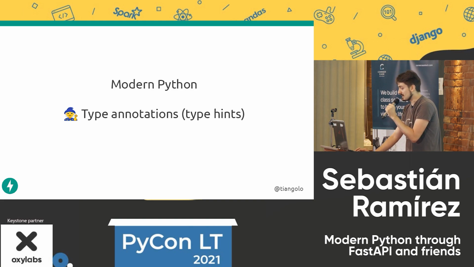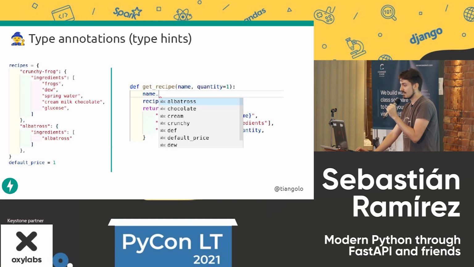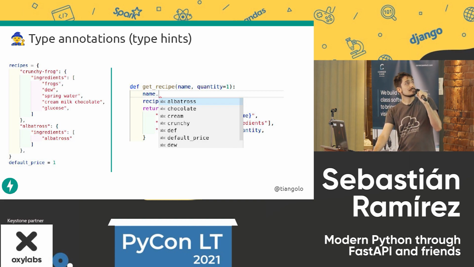Now let's talk about type annotations, and we're going to spend here a bit of time. So why would we want to have type annotations? Let's say that we don't like to get the message saying, hey, this is the recipe for the crunchy-frog, because it looks ugly. We want to replace that middle dash.